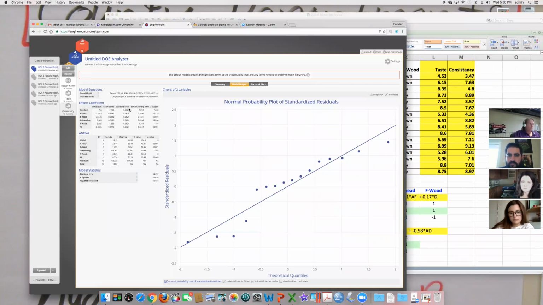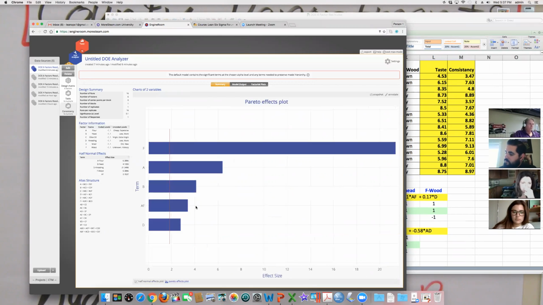We're looking down in the rest of it here. We've got our effects coefficients, so we can see what the effect sizes are, what the confidence levels are on the different variables. We look at the p-values and the ANOVA. So between the effect size and the ANOVA significant factors, that's what's going on our Pareto chart values back here.